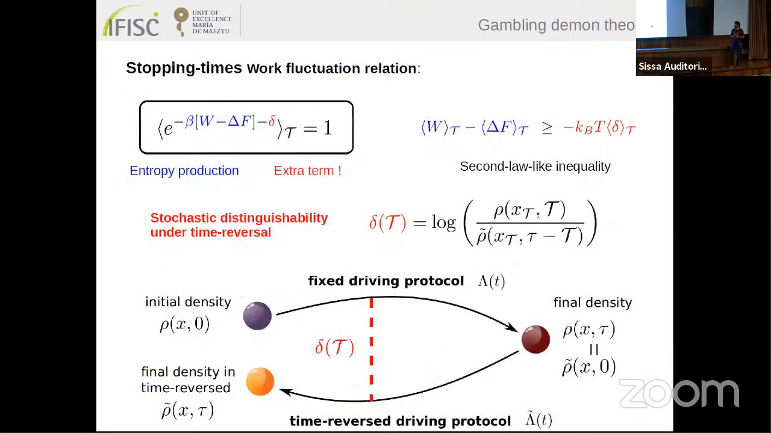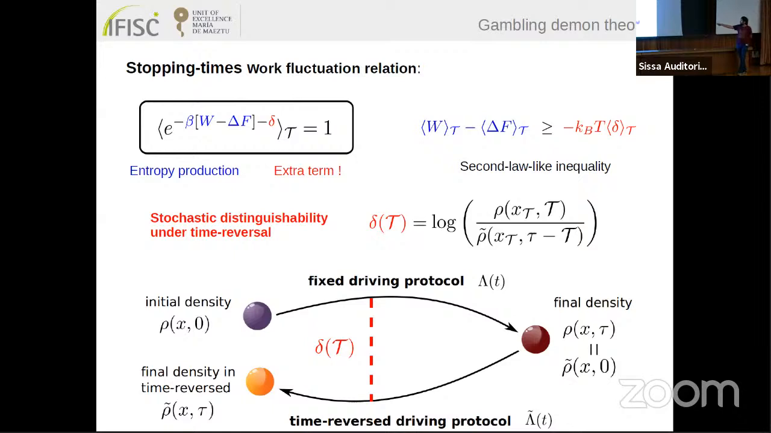And this is what allows us to obtain this stopping times work fluctuation relation, in which, as you can see there in the exponential, you have the first term in blue, which is the entropy production in our setup. It's just the work minus the non-equilibrium free energy change during the process, multiplied by the inverse temperature. But we get this extra term delta here that I will comment on in a moment.